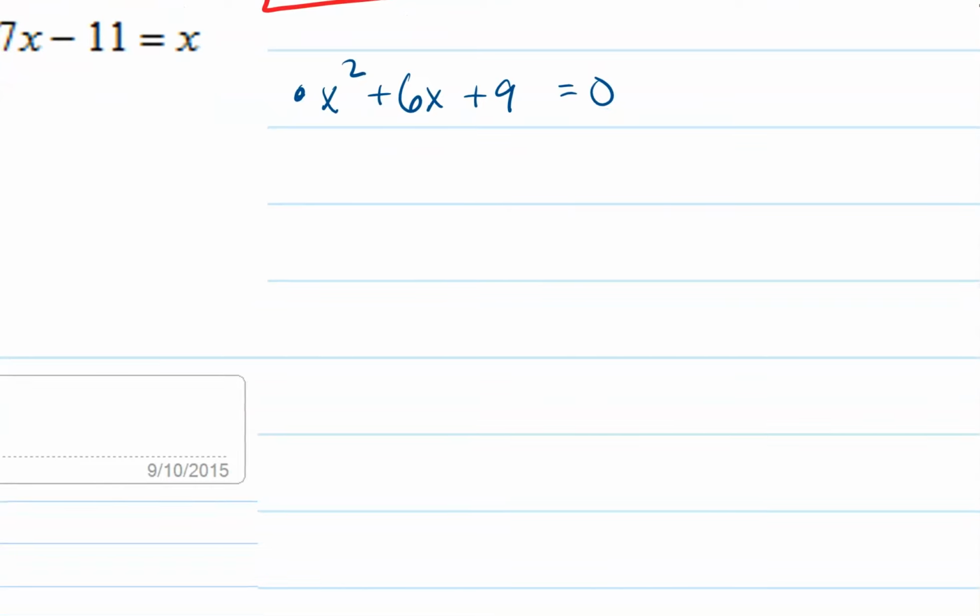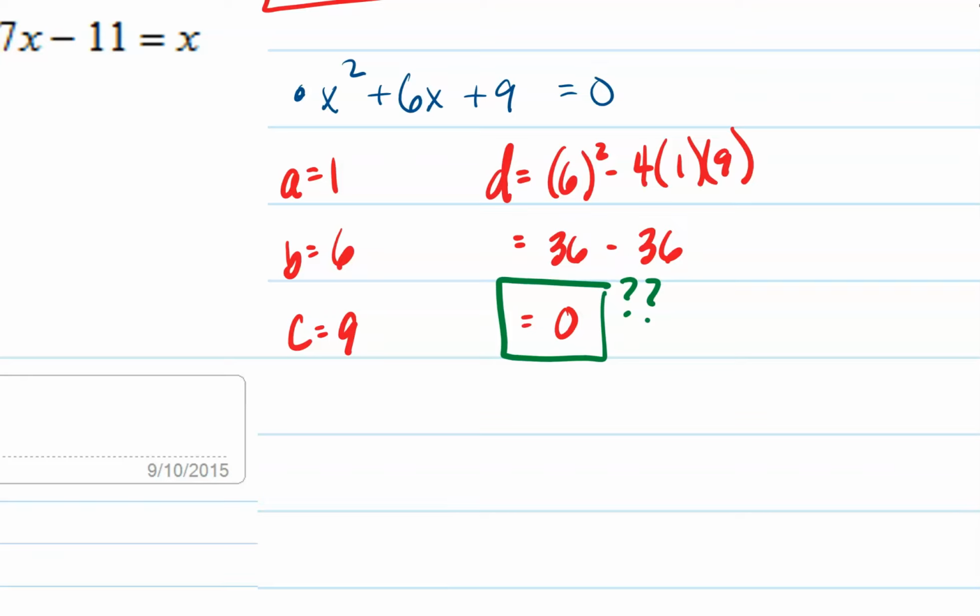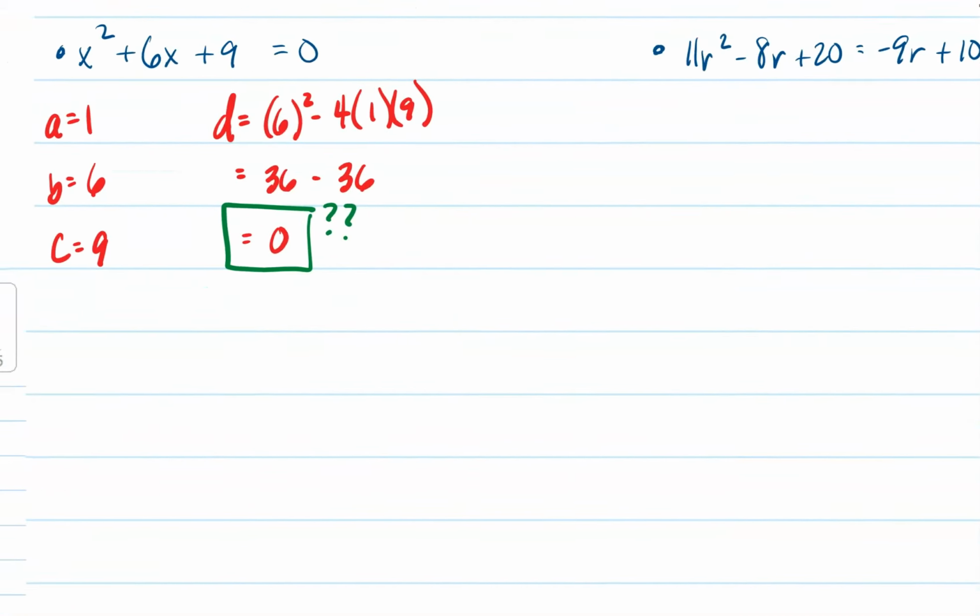Here we have an A value of 1, a B value of 6, and a C value of 9. Our D value would be B squared minus 4 times A times C. I can do this one in my head, actually. This is 36 minus 36. That comes out to be 0. Okay, well, I know what happens when our discriminant's positive and when it's negative, but what happens when the discriminant comes out to be 0? Just not quite sure. Well, let's see.